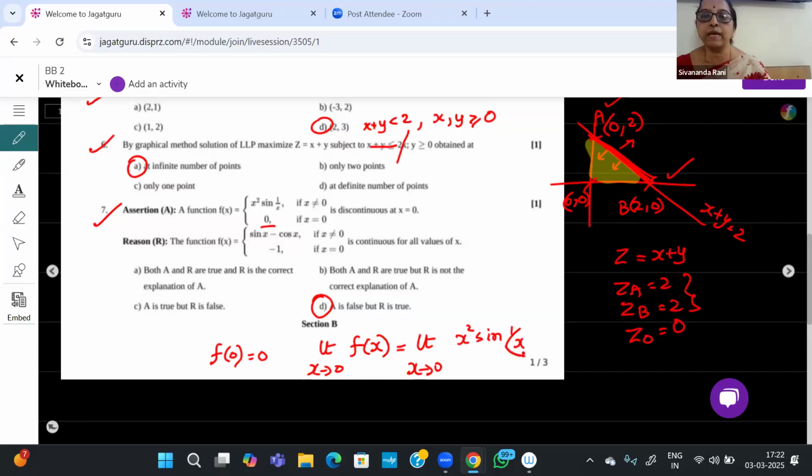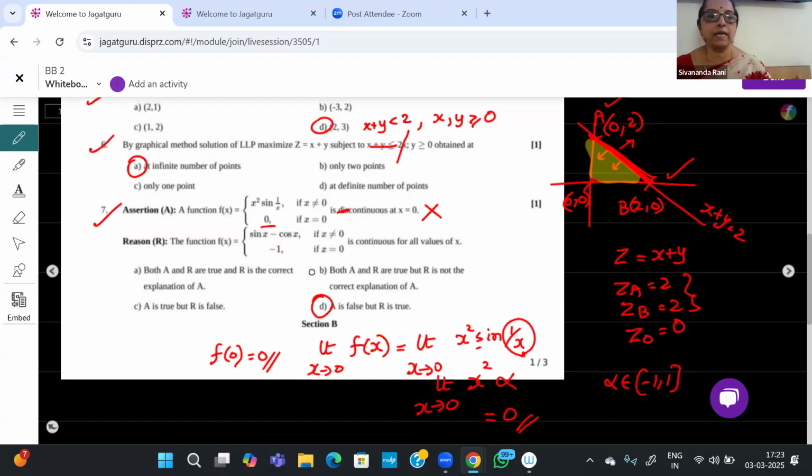1 by x becomes very large. So, if the angle is very large, sine being bounded, it will become some value alpha, where alpha lies in the closed interval -1 to 1. So it's like finding the limit as x tends to 0 of x square into some alpha, that is nothing but 0, which agrees with the functional value. So it is continuous. So it's wrong to say it's discontinuous.